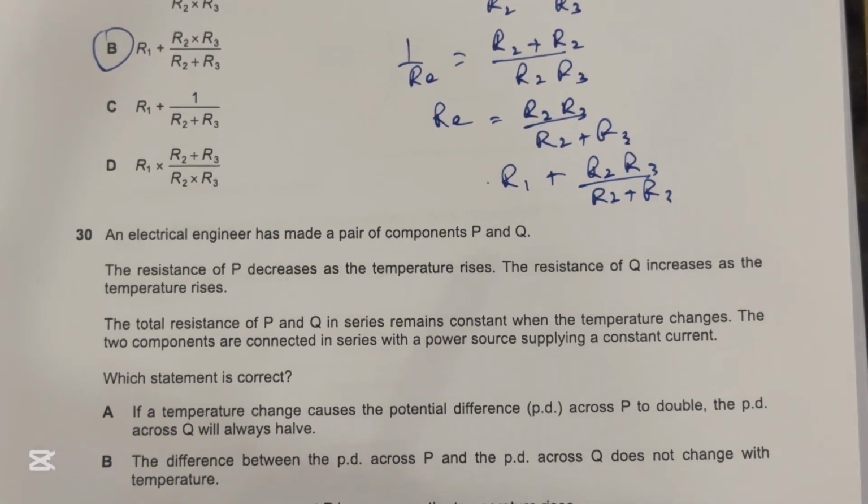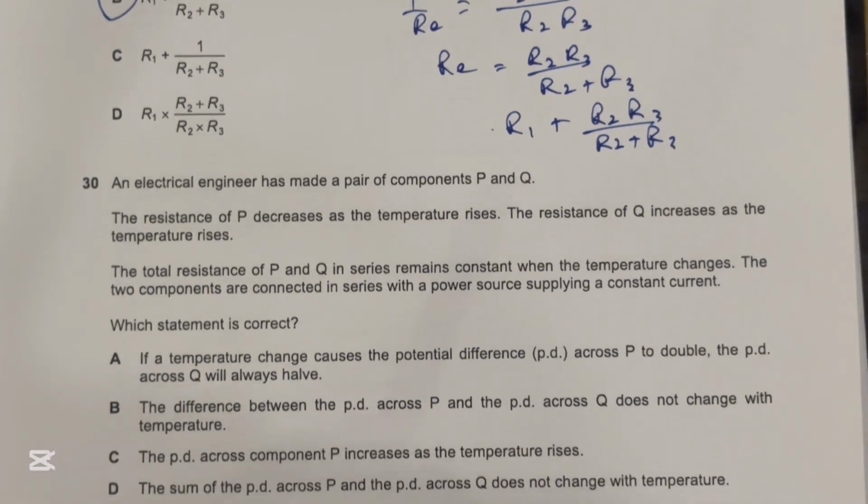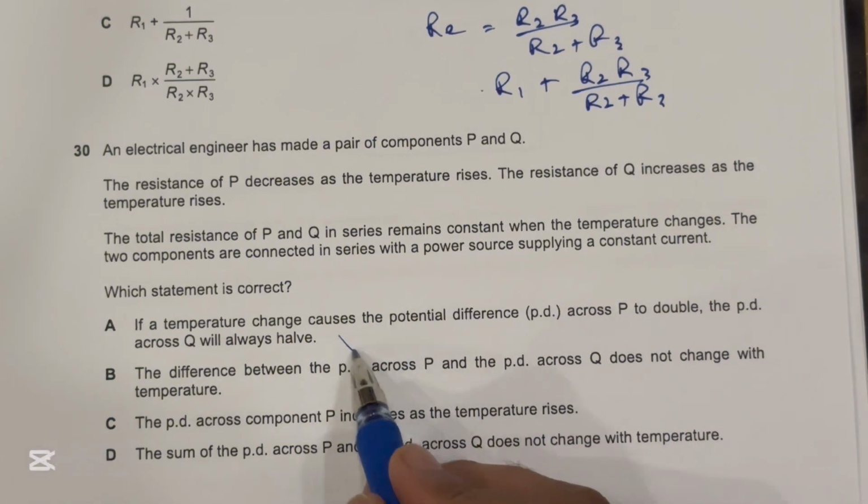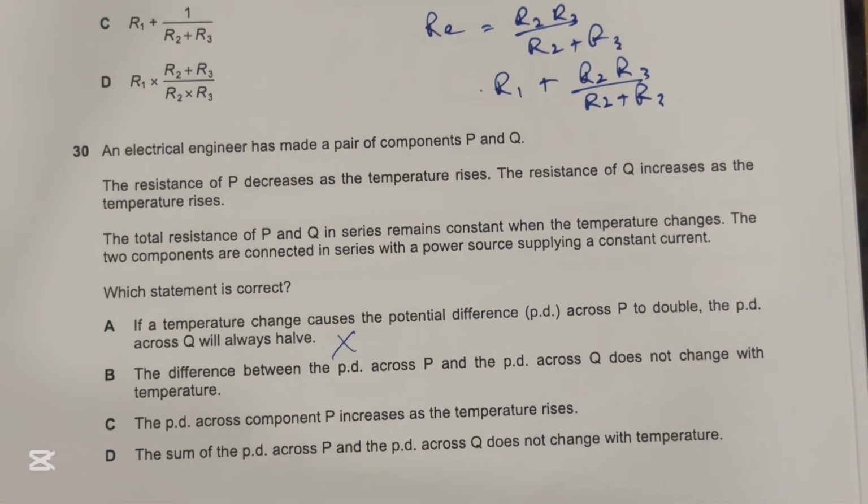An electrical engineer has made a pair of components P and Q. The resistance of P decreases as the temperature rises. The resistance of Q increases as the temperature rises. Okay, the total resistance of P and Q in series remains constant when the temperature changes. The two components are connected in series with the power source supplying a constant current. Statement is correct. Okay. If a temperature change causes the potential difference across P to double, across Q will have half. This is wrong. The difference between the potential difference of P and the potential difference across Q does not change with temperature.